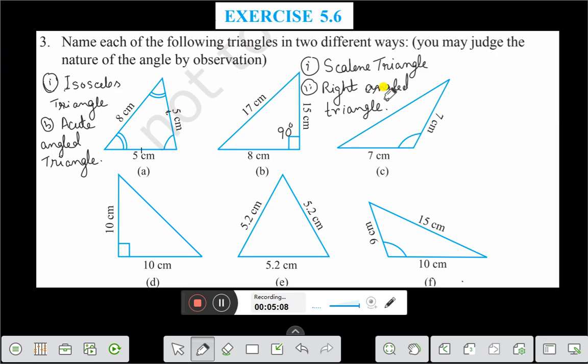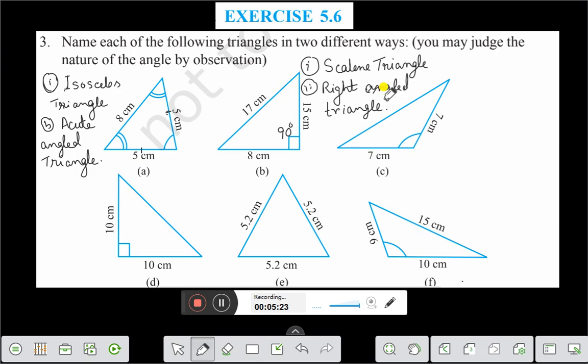Therefore, here you see it is 17 centimeter, 15 centimeter, 8 centimeter. That means all the sides of the triangle are different. Therefore, it is known as scalene triangle. And since one of the angles is 90 degree, it is known as right angle triangle.